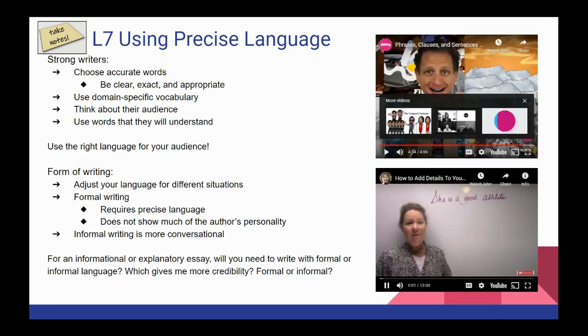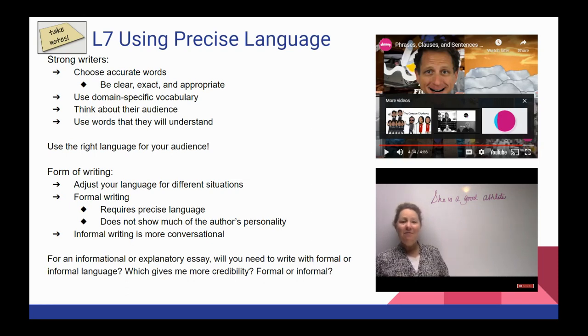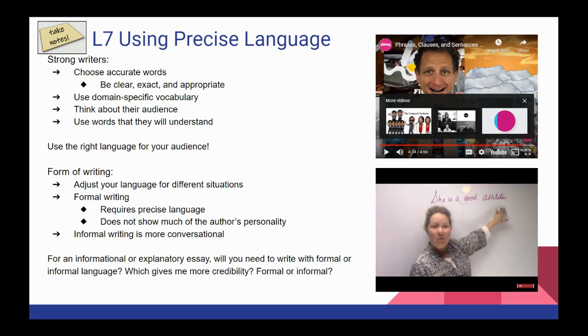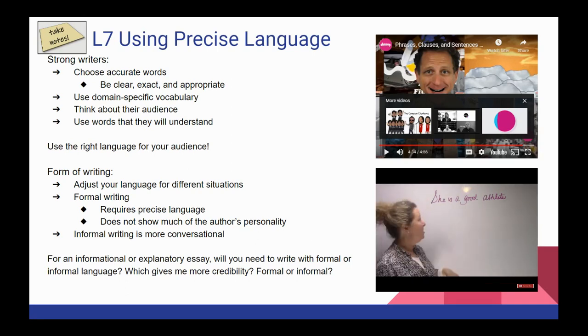Would you like to learn how to make your sentences more sophisticated and add details that will help your reader understand your message even better? Stick around, that's what we'll be looking at today. We're going to take this simple sentence, she is a good athlete, and we are going to add tons of details that will help the reader understand more about she and understand more about this person being an athlete, all in the same sentence.